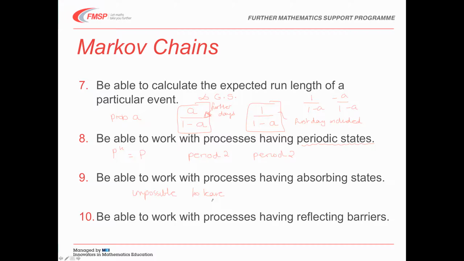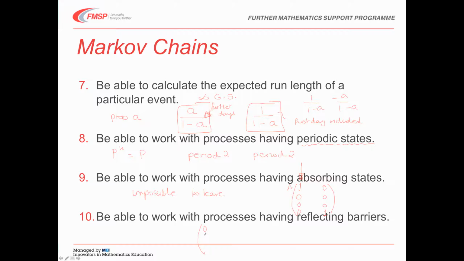The other thing is reflecting barriers. Now the absorbing state will look something like 1, 0, 0, 0. Remember, because these probabilities need to add up to 1, we always get a sum of 1 in them. So for example, if the absorbing state was A, once it gets to A, an absorbing state being D would look like this. A reflecting barrier looks quite similar.